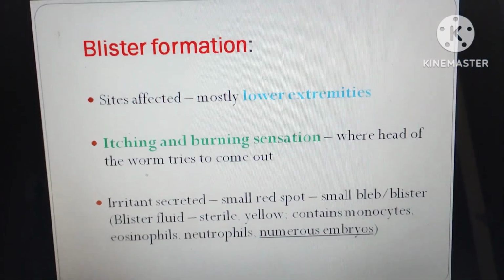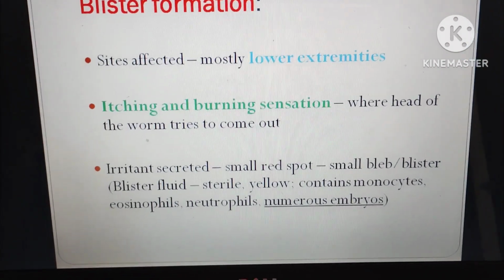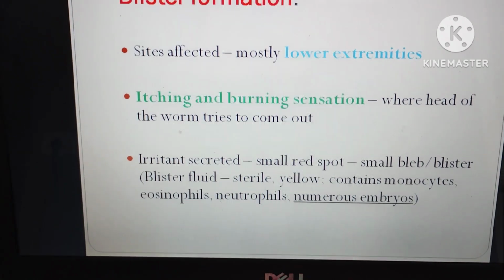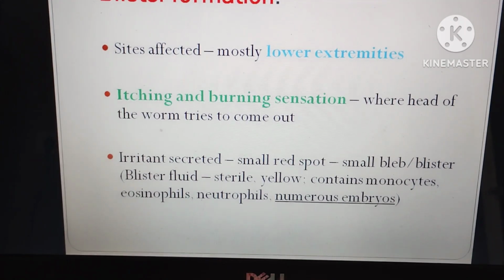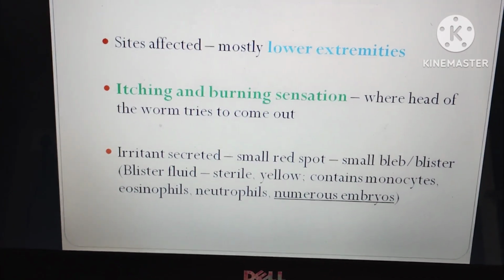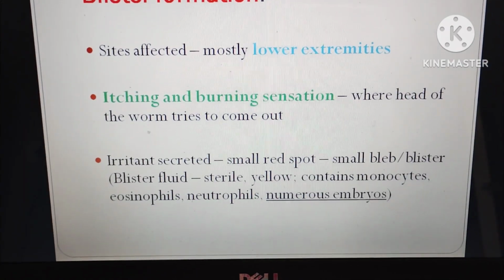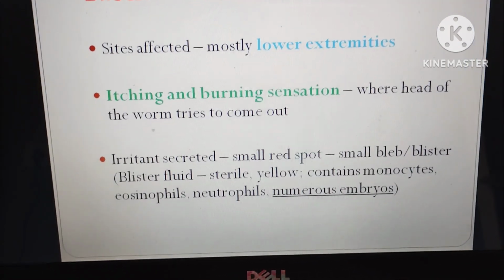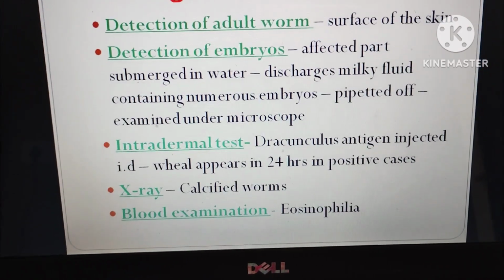Coming to blister formation, it is usually present in the lower extremities, and there will be itching and burning sensation. There will be a small red spot. The blister fluid will be sterile and yellow in color, and it contains monocytes, eosinophils, neutrophils and many embryos, that is, larval stages. Via the blisters, the larva will come out and enter the water.